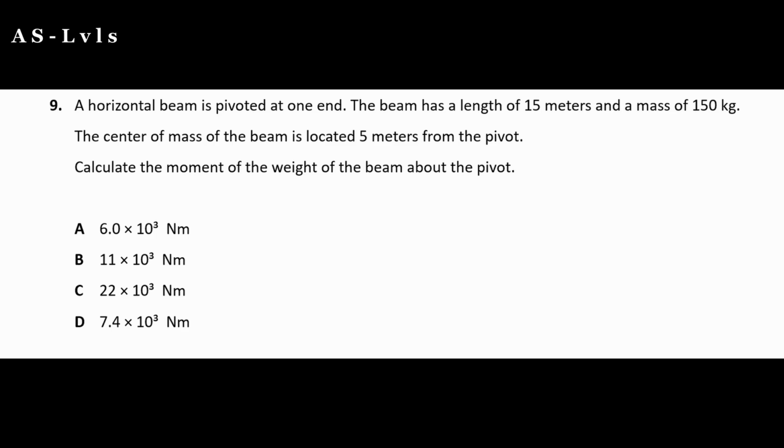Question 9. A horizontal beam is pivoted at one end. The beam has a length of 15 meters and a mass of 150 kilograms. The center of mass of the beam is located 5 meters from the pivot. Calculate the moment of the weight of the beam about the pivot.